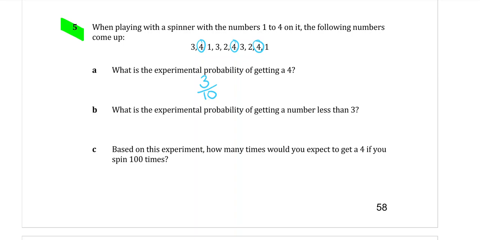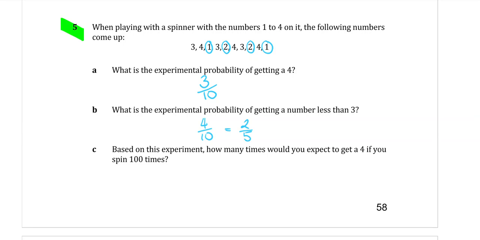Part B says, what is the experimental probability of getting a number less than 3? Less than 3 does not include the 3, so we're looking for 1s and 2s. So there are 4 of those out of the 10, which simplifies to 2/5.